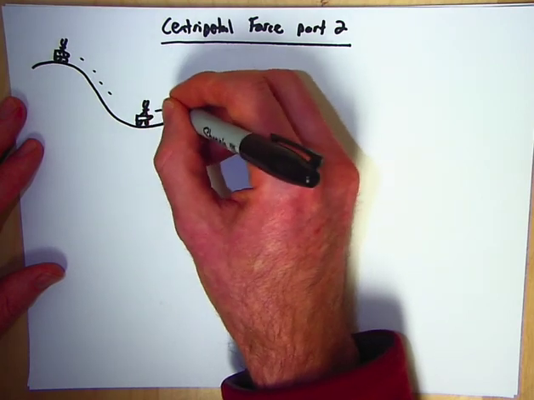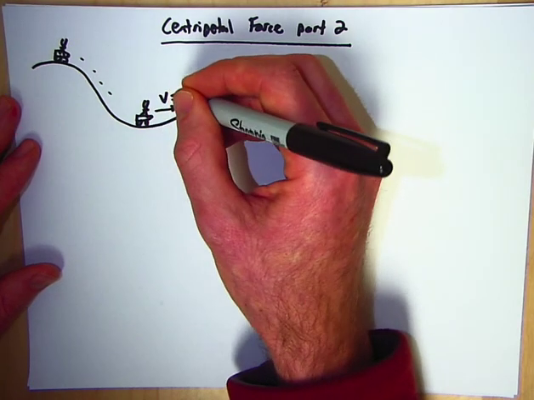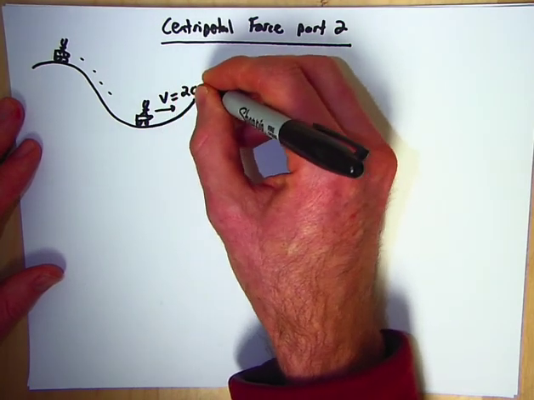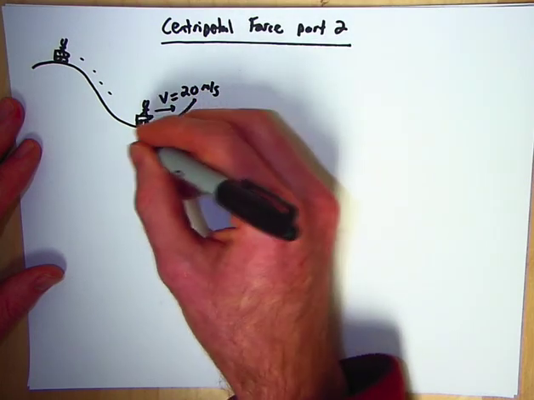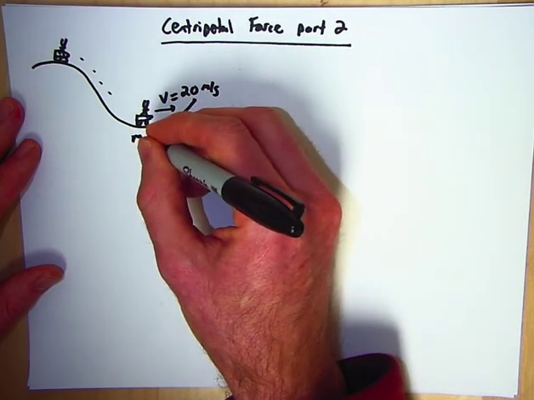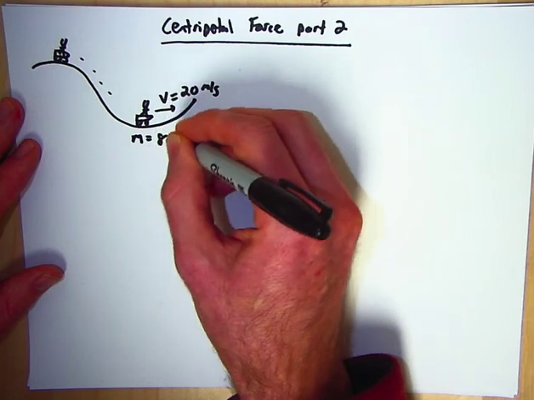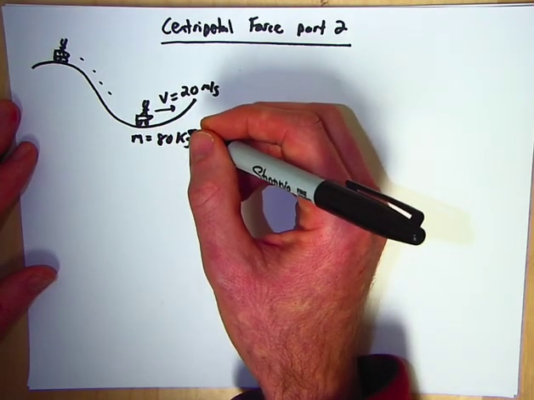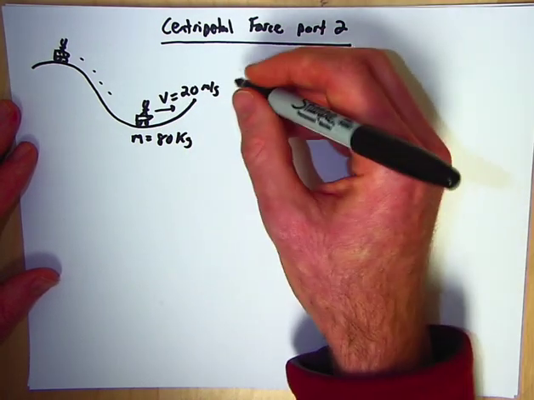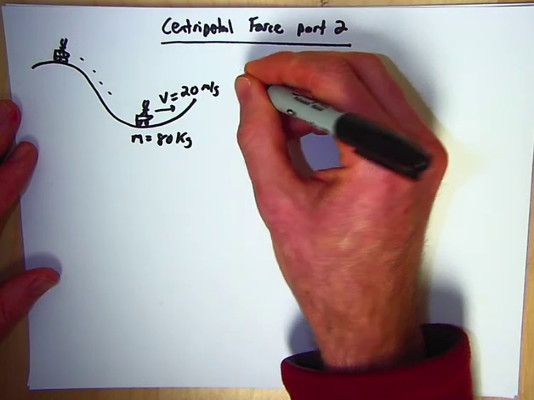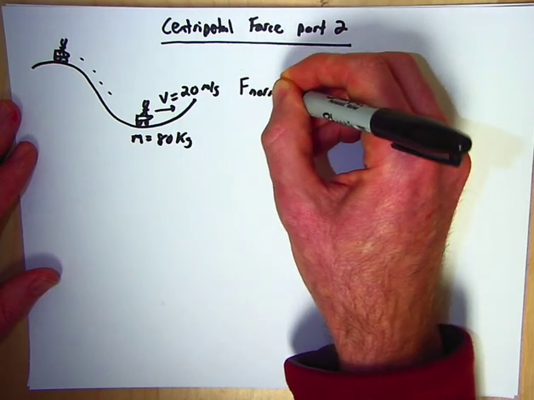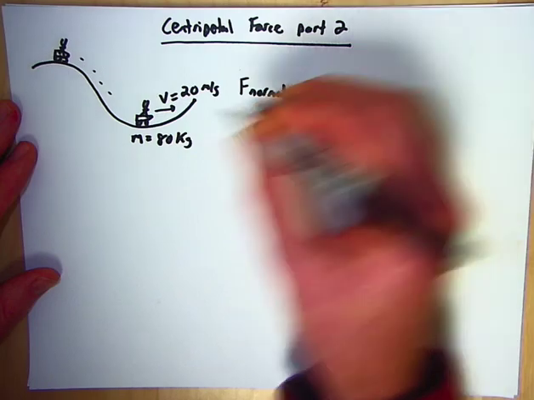And let's say you've got a speed, and we'll make it really easy, 20 meters per second. You have a mass of 80 kilograms, and the question in this one is going to be, what's the normal force as you go down the hill?